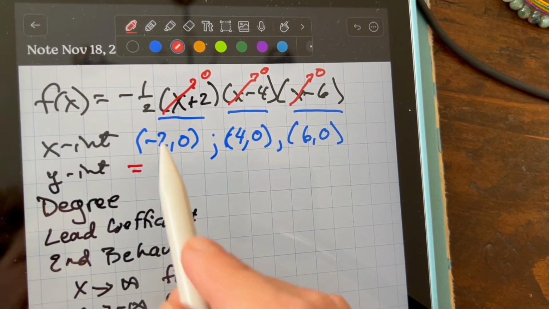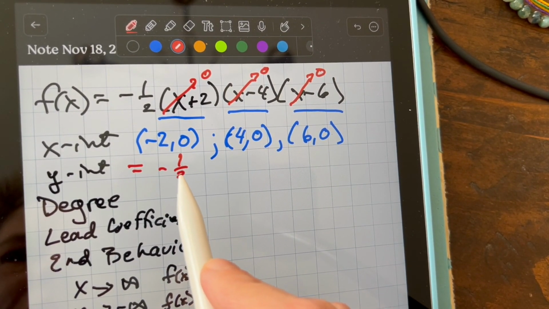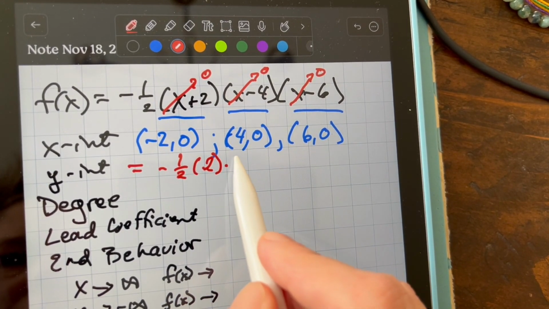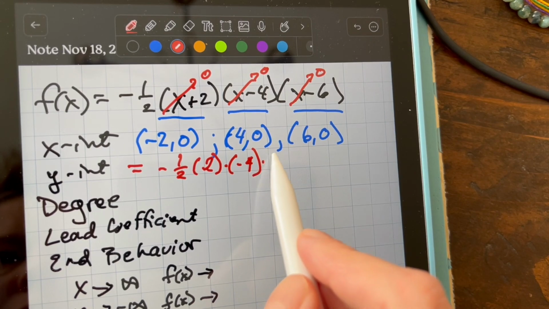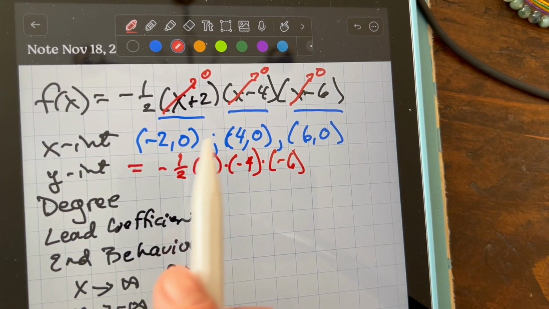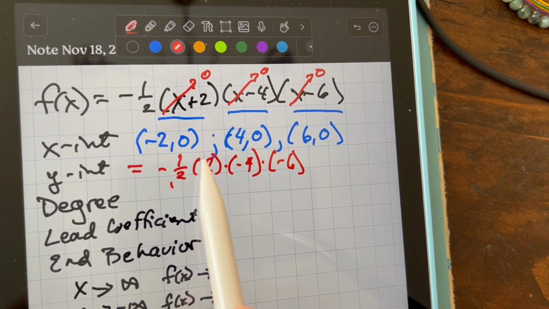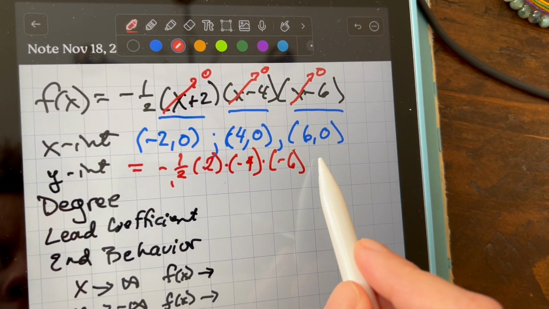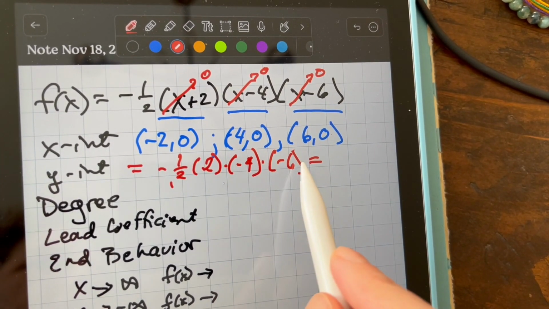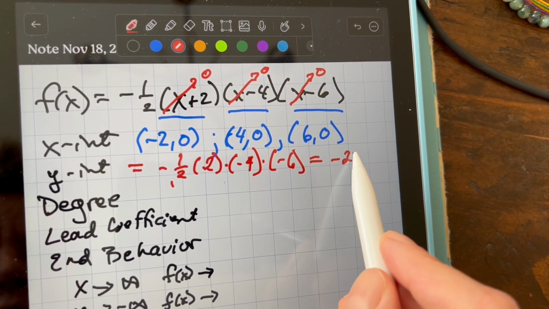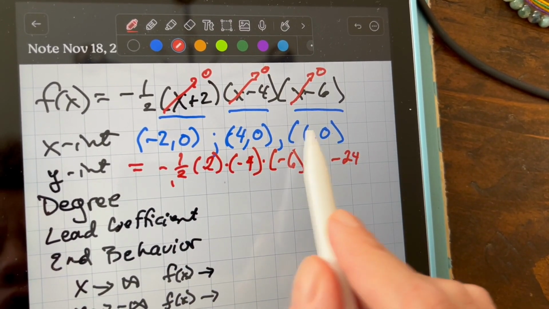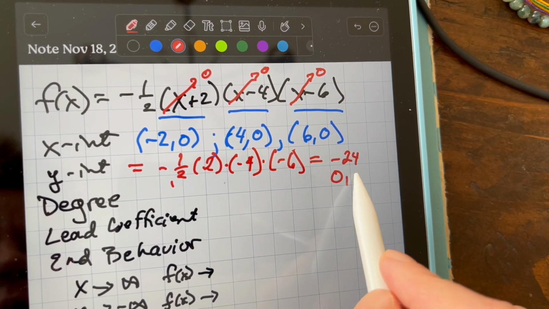Now, when x is 0, we already have this. That equals, it's all multiplication, -1/2 times 2 times -4 times -6. You see this? That's what's left. Well, when we multiply this out, -1/2 times 2 is -1. -1 times -4 is +4. +4 times -6 is -24. Now, it's not just -24. Remember, the x is 0, so the coordinate pair is (0, -24).